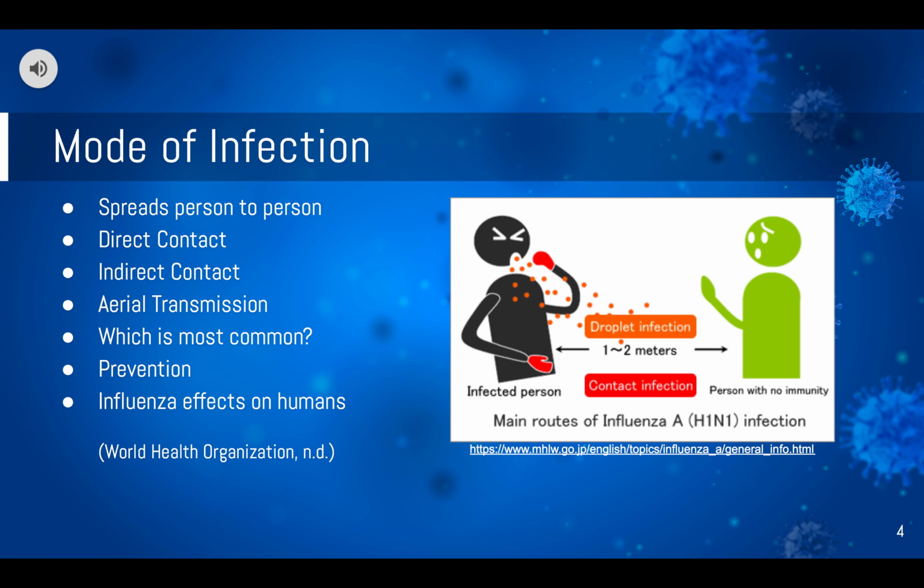Mode of infection. Influenza can spread from person to person through direct contact, like shaking hands, hugging, and physical contact. Indirect contact, like touching infected objects, like a door handle or desk, or consuming contaminated food. Or aerial transmission, such as coughing, sneezing, and talking.